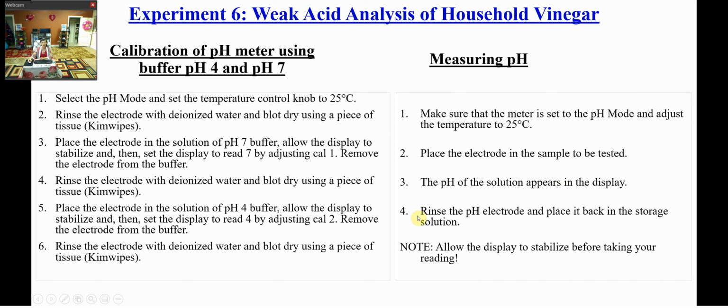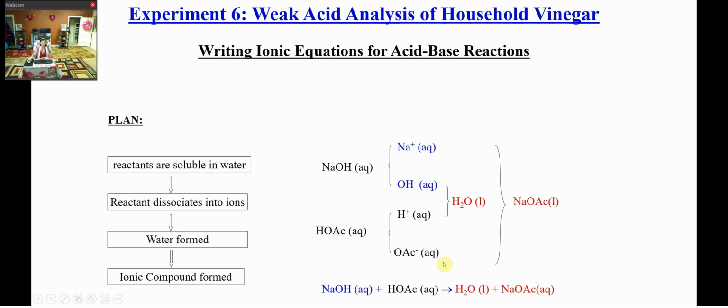And then the fourth step, you are going to rinse the pH electrode. Always make sure to place it back in the storage solution. Place the electrode of your pH meter in the storage solution. Do not leave the electrode in a dry condition. Always allow the display to stabilize before taking your readings.